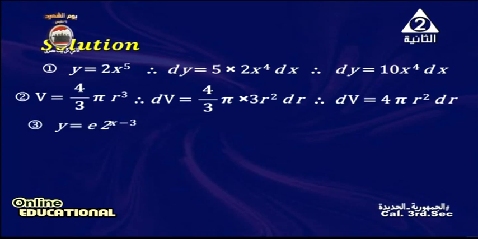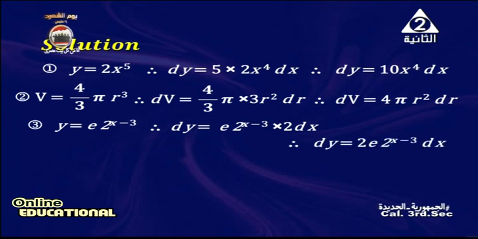Number 3, y equals e to the power 2x minus 3. The differential of y is dy. And the differential of e to the power 2x minus 3 is e to the power 2x minus 3 multiply the derivative of the power. The derivative of 2x minus 3 is 2 dx. Then dy equals 2e to the power 2x minus 3 dx.